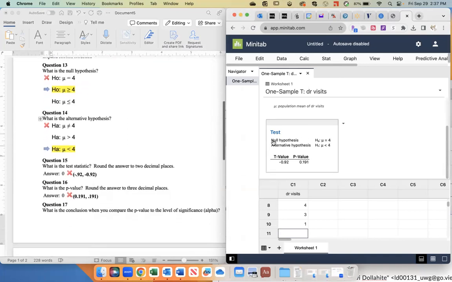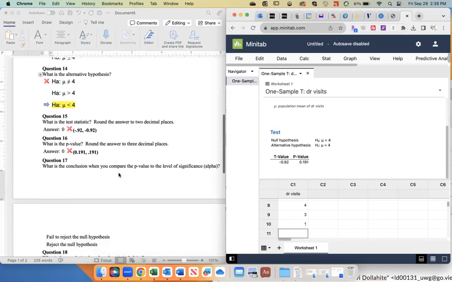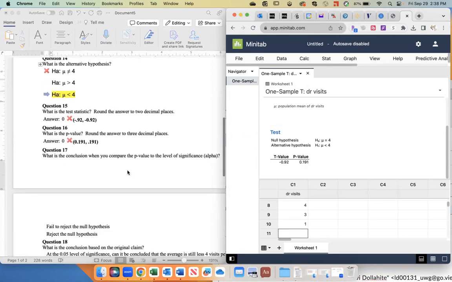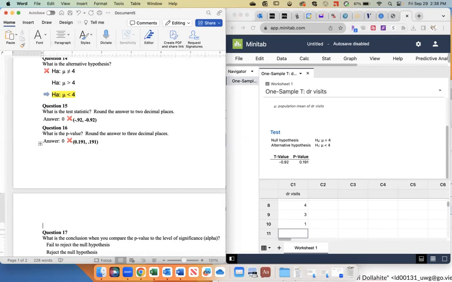What is the test statistic? The test statistic is always found here. So it's negative 0.92. There you go. The p-value rounded to 3 decimal places is 0.191. What is the conclusion when you compare your p-value to the level of significance? So let me walk through that real quick.